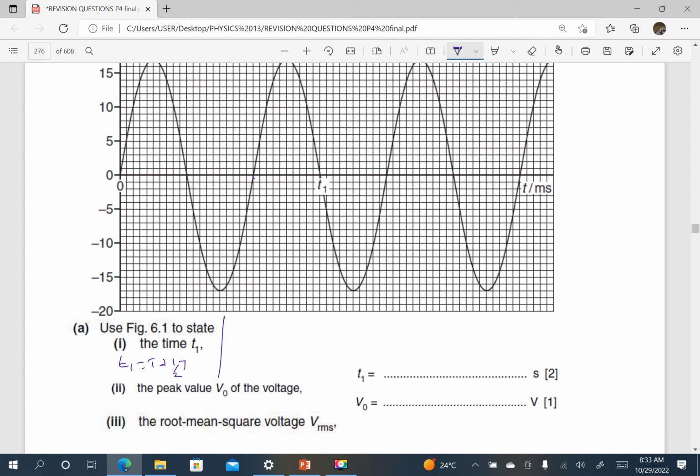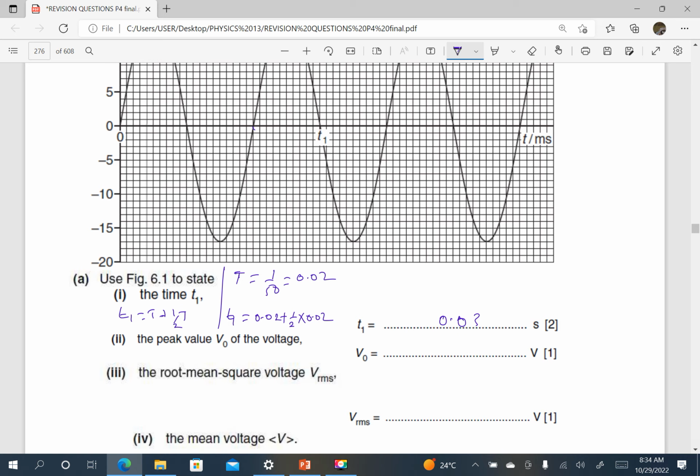We can find the period. They told us the frequency is 50, so period is equal to 1 over 50, which is 0.02. So it means T1 is going to be 0.02 plus half of 0.02, which gives us 0.03. So the time T1 is 0.03. That is 1 cycle and a half.